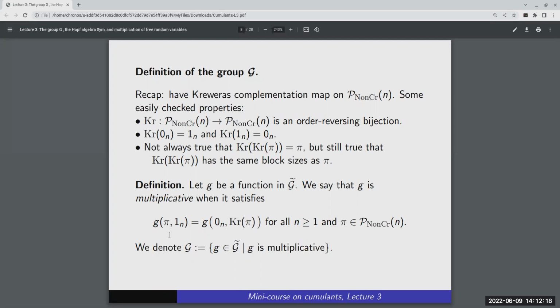So if you take the interval from pi to 1n and turn it around with the Kreweras complement, pi goes to its Kreweras complement, 1 goes to 0, and they go in reverse order. So just put this requirement: you want G to satisfy, in addition to the multiplicativities to the top, which are part of the semi-multiplicative thing in G twiddle, also this one. The G's which satisfy this, we call multiplicative, and this is the group G.